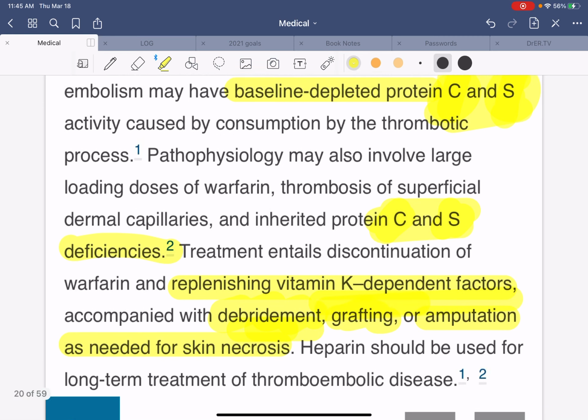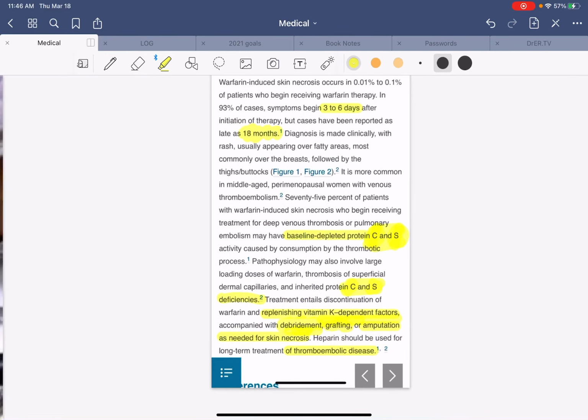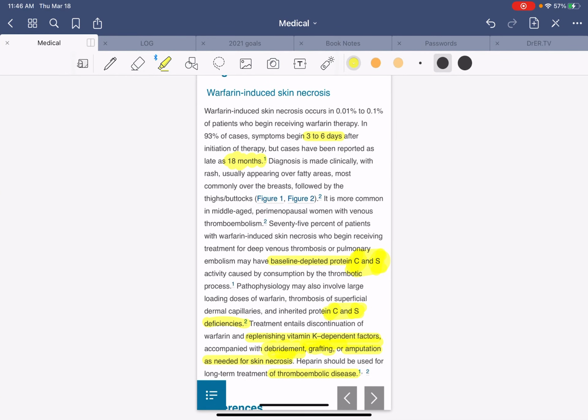Heparin should be used for long-term treatment of thromboembolic disease. That means these patients can no longer be put on Coumadin in the future, and you might have to use other alternatives like heparin. Now, nowadays, we have other drugs like Pradaxa and Xarelto and Eliquis. So maybe we can treat those patients with those medications and not have to use heparin either.